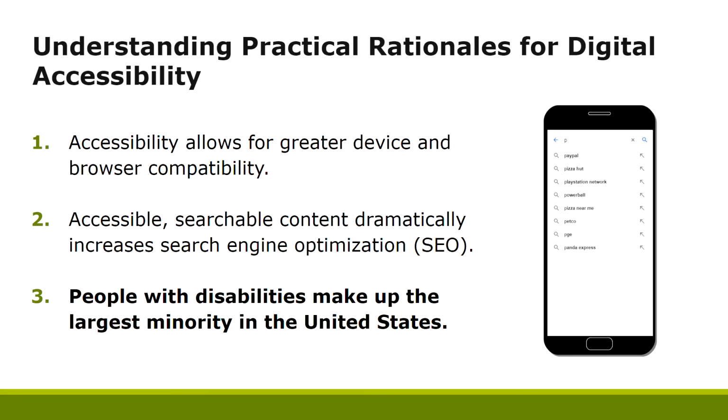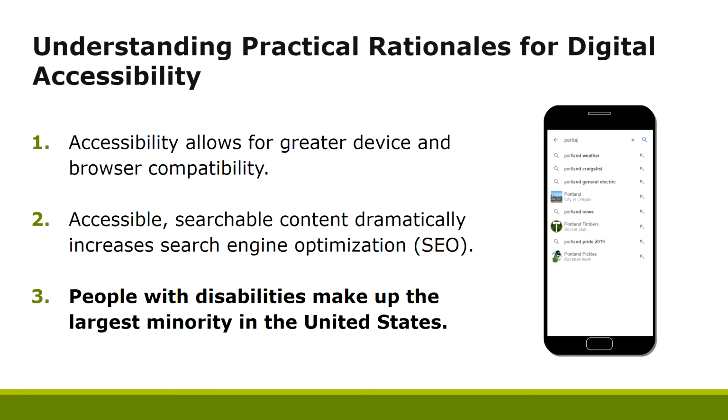There are multiple rationales for pursuing digital accessibility in a higher education environment, not the least of which are the practical business rationales. Accessibility allows for greater compatibility across devices and browsers. This is especially noteworthy when academic coursework and campus life resources are becoming increasingly digital. Students and faculty are also employing an increasing variety of primary operating systems, as more and more work is conducted via mobile systems.